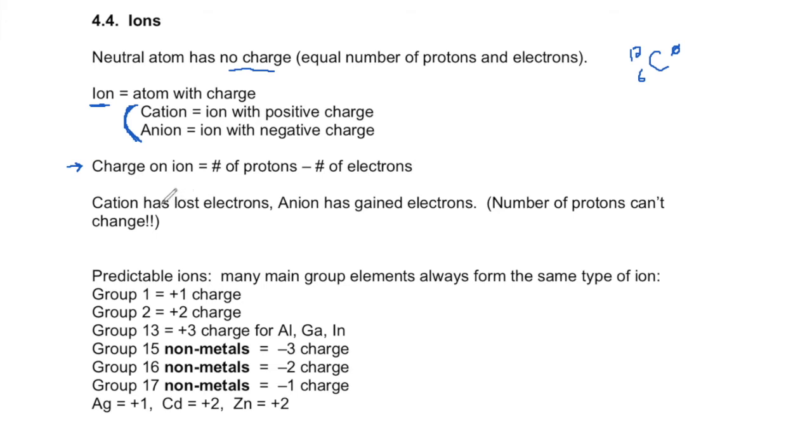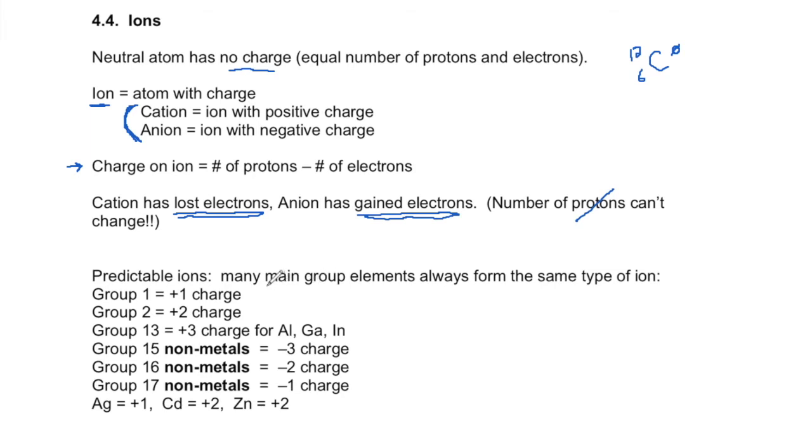So something to note is that if something is positively charged, it means that it has lost some electrons, and if it's negatively charged, it has gained electrons. So what has changed is the number of electrons on the atom, not the number of protons. So the number of protons cannot change. The atom can either lose electrons and become positive or gain electrons and become negative.